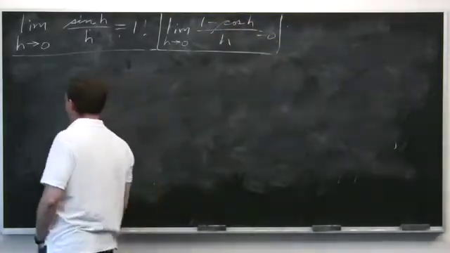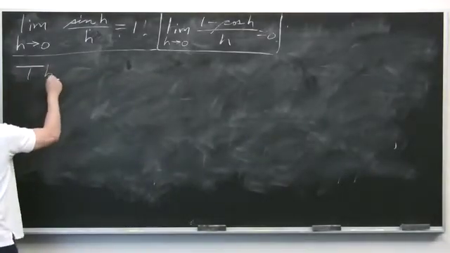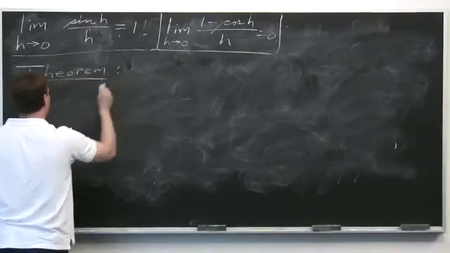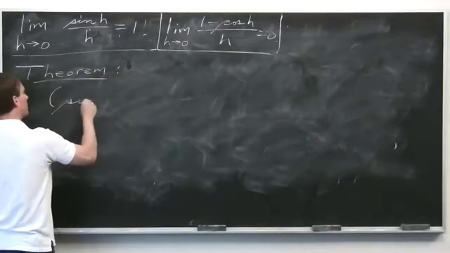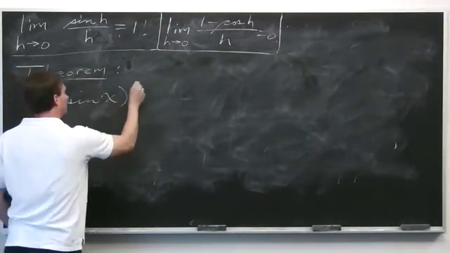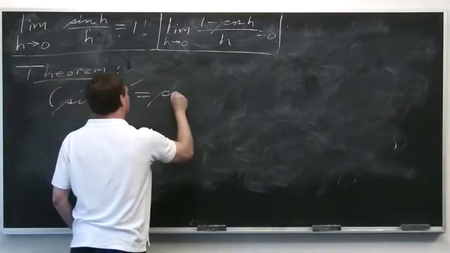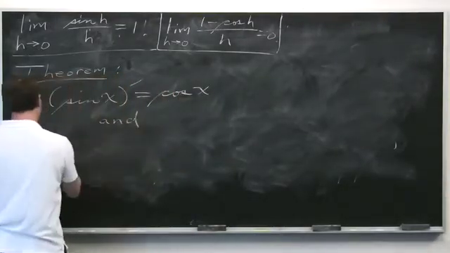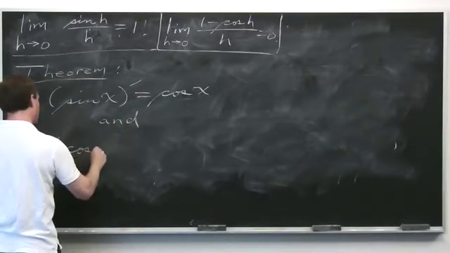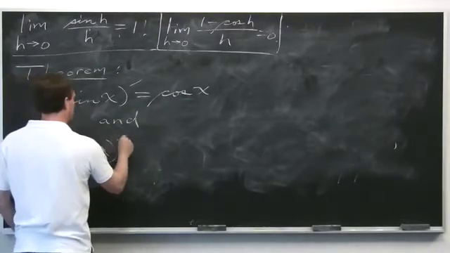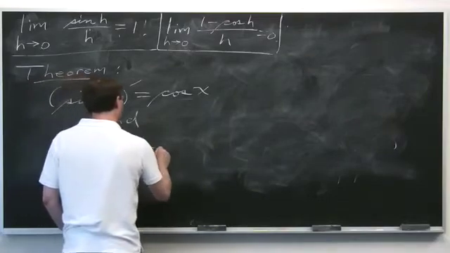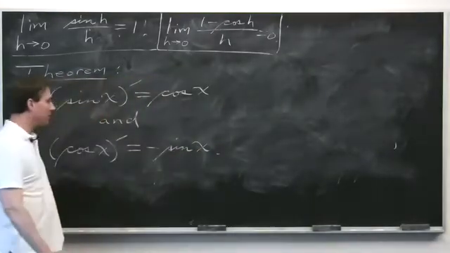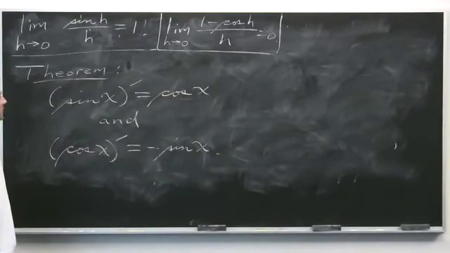All right. What do we get from this? We get a theorem. The derivative of sine is cosine. And you might think, so I'll bet the derivative of cosine is sine. Yeah, that'd be close, but there's an extra minus sign that comes in. So the derivative of cosine of x is negative the sine of x.